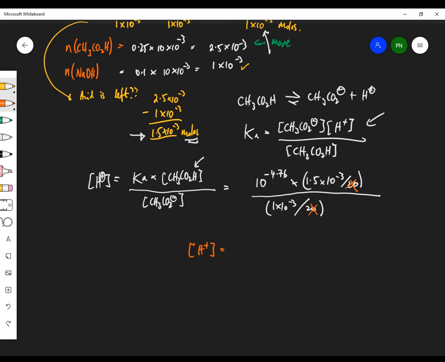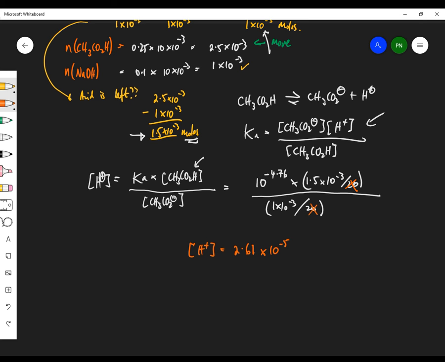All right, so 10 to the power of minus 4.76 times, oh God, that looks weird. Yeah, times 1.5 exponential minus 3 is equal to that. Oh, it seems to be working. Divided by 1 exponential minus 3. Oh, it's a very small number. Let me count. 1, 2, 3, 4, 5. It's 2.61 times 10 to the minus 5.